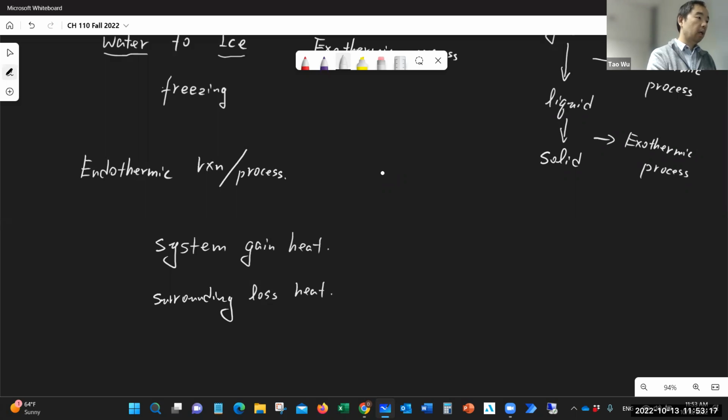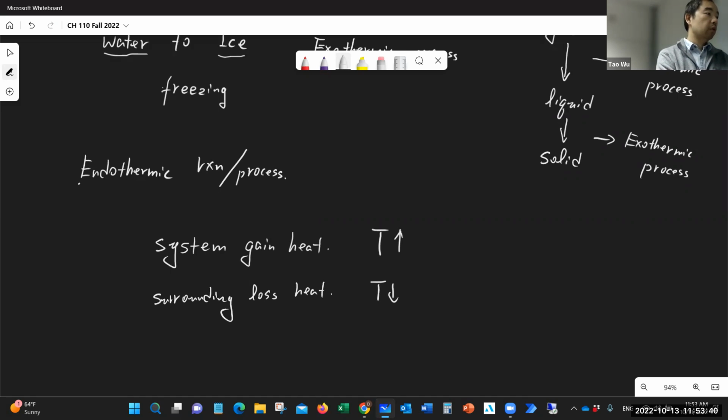This is called the endothermic process: system gains, surroundings lose heat. Or you can say the system increases in temperature, but the surroundings decrease in temperature. Okay, can you imagine what situation is endothermic?